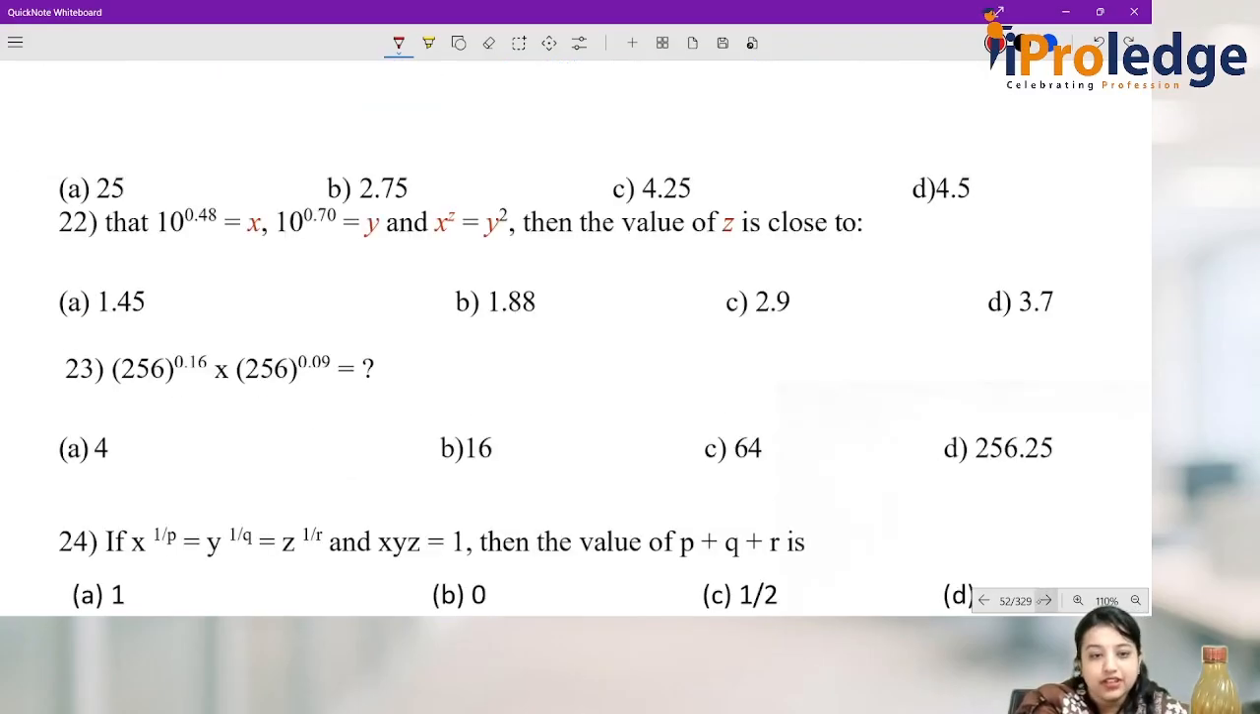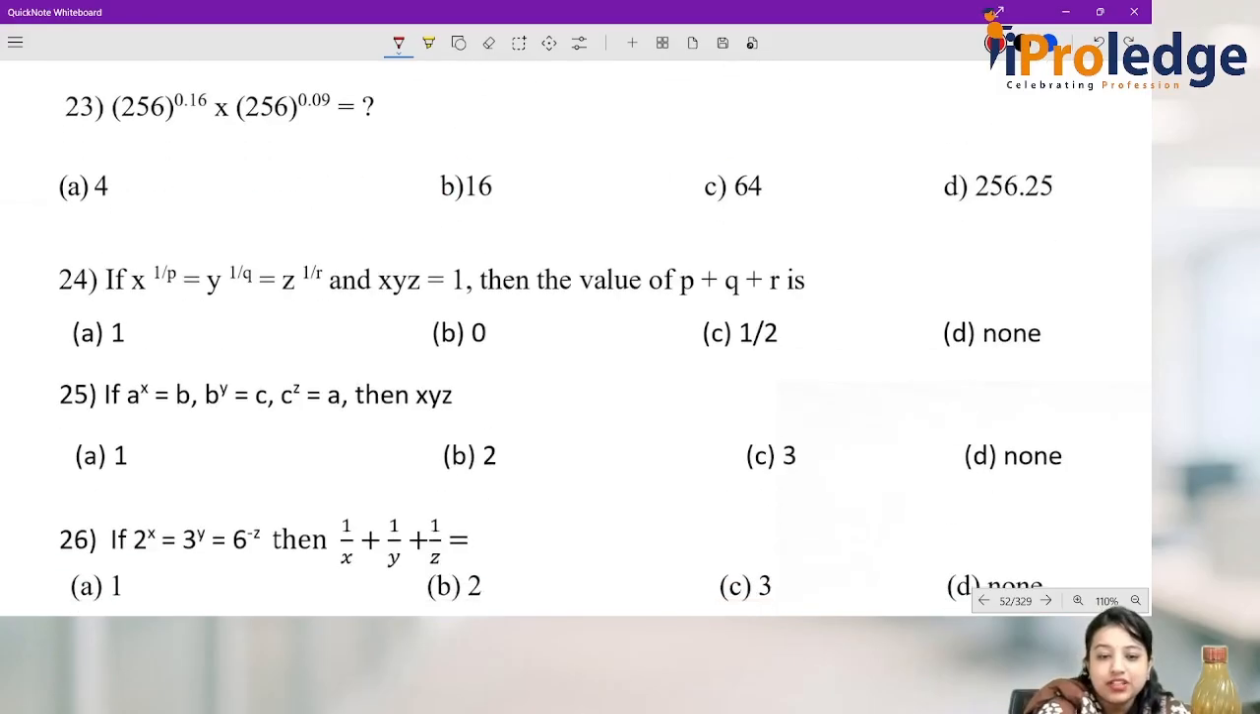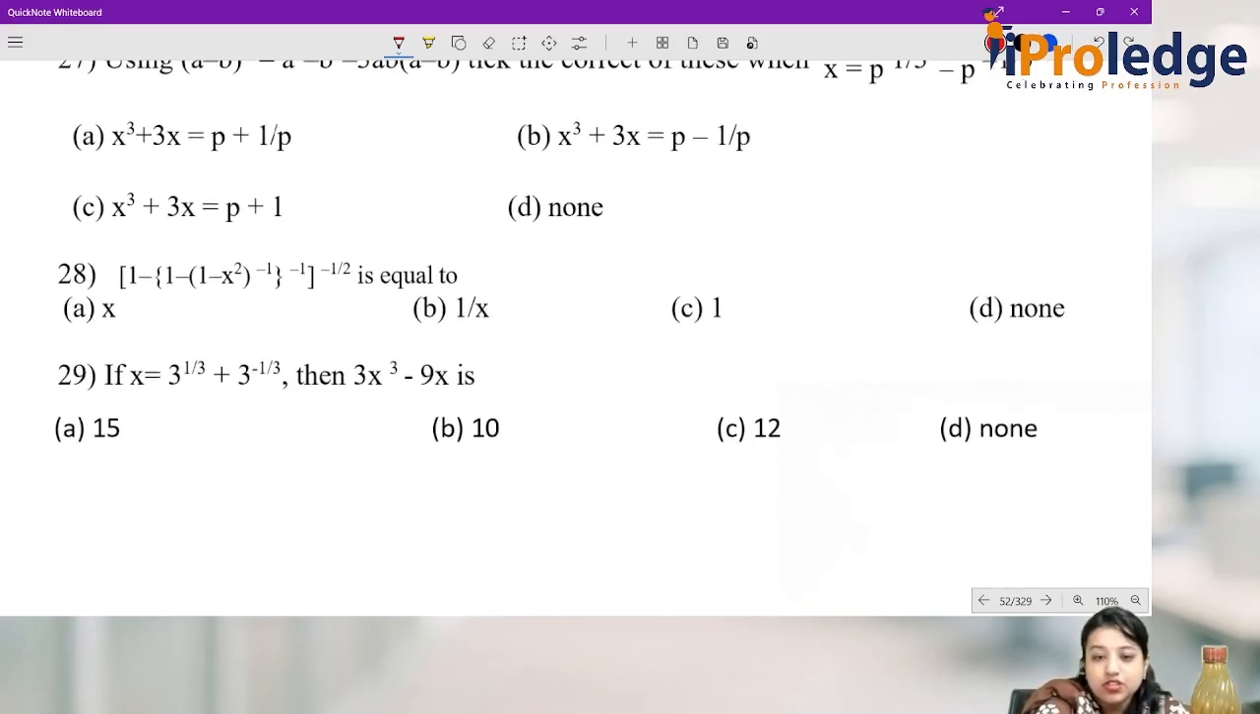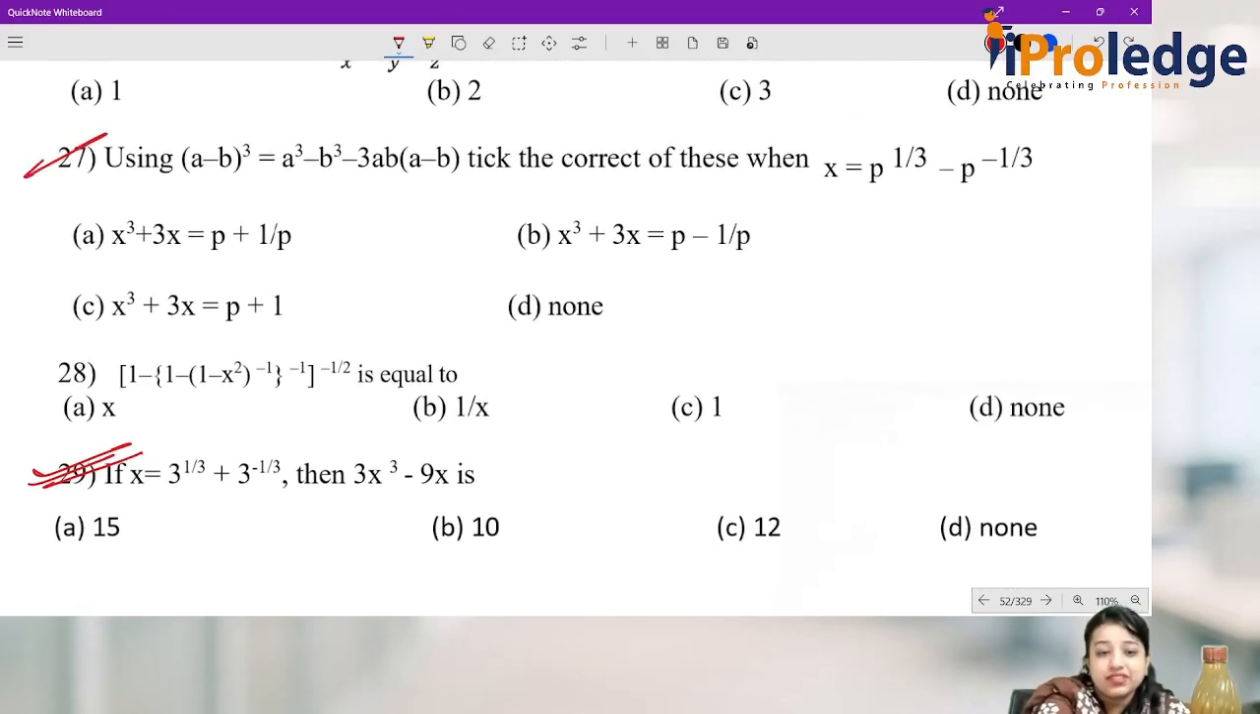Yeah. So that's enough. If you do this, no problem. This one is very important. You can try 29 and 27. These are very important. Try 27 and 29.